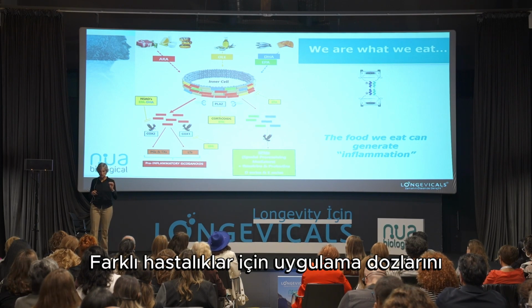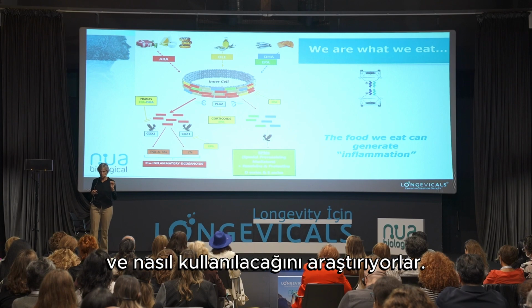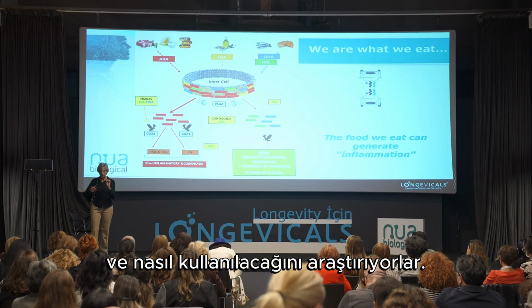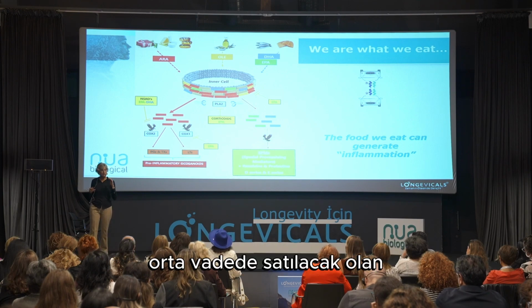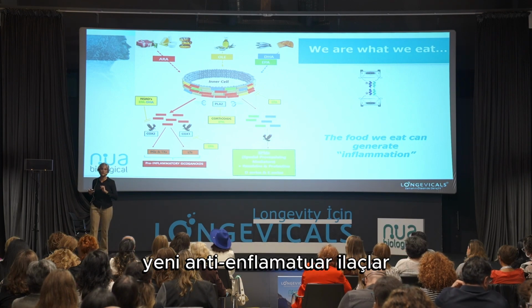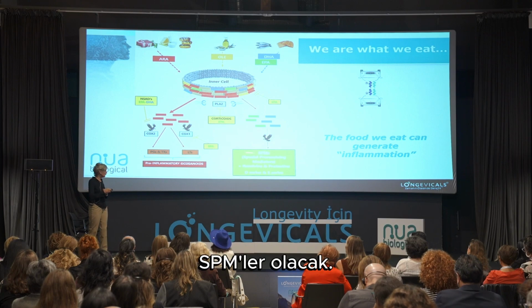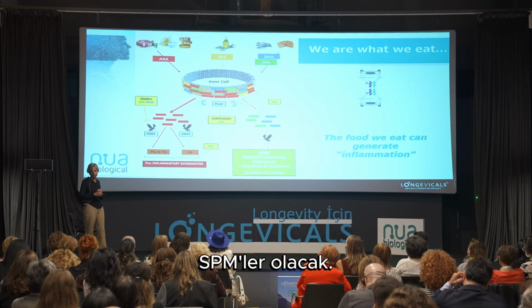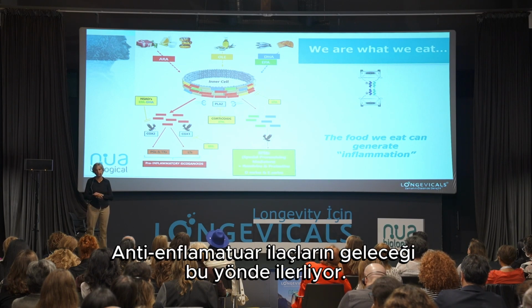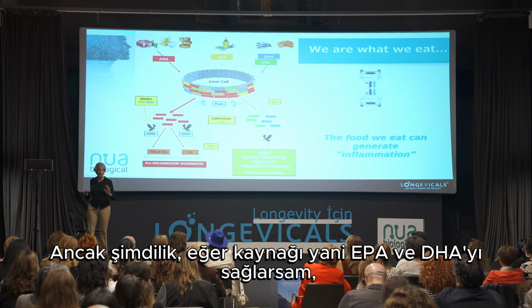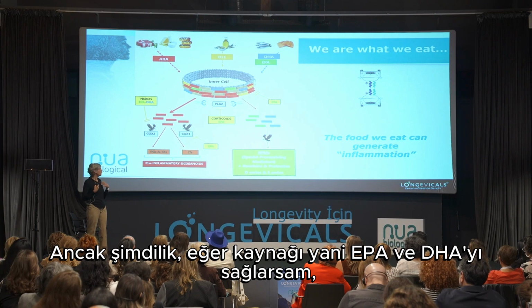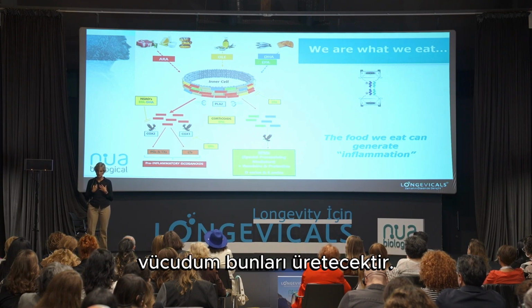They're working out, in lots of diseases, the dose you have to give and how to apply them, because in the medium term, the new anti-inflammatory drugs that you are going to be selling are going to be SPMs derived from the D and E series. That's the future of anti-inflammatory drugs, the new generation. But for now, if I give the source, which is EPA and DHA, my body will produce them.